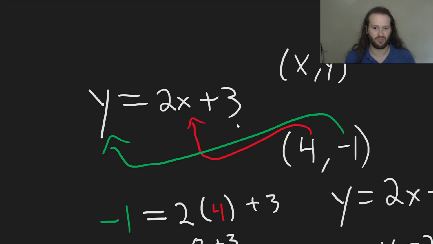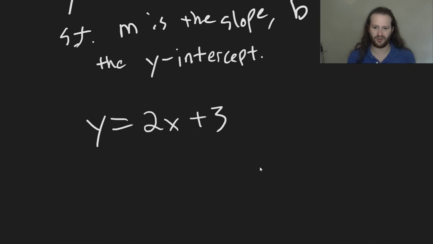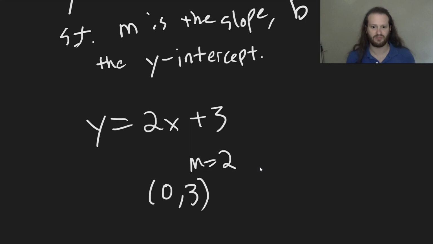So the coordinate point 0, 3, I'm going to bring that back down here. I know that the slope is 2, and the coordinate point 0, 3 is on the line. Because if I plug in 0 for x, this term goes away. 0 times 2 is 0, and then anything plus 0 is itself. So when x is 0, y is 3.